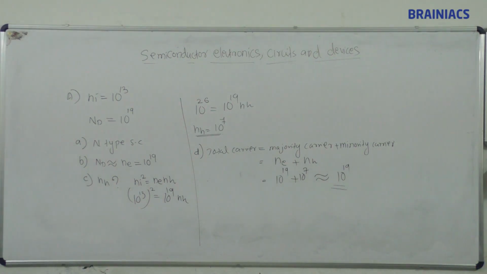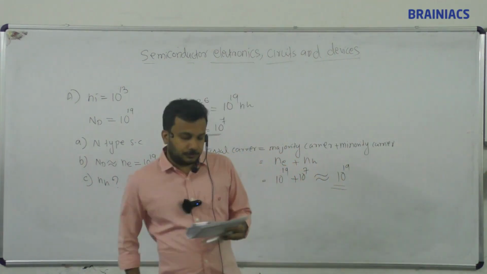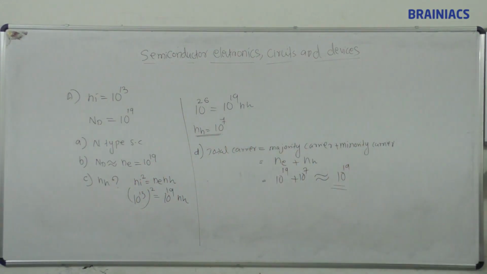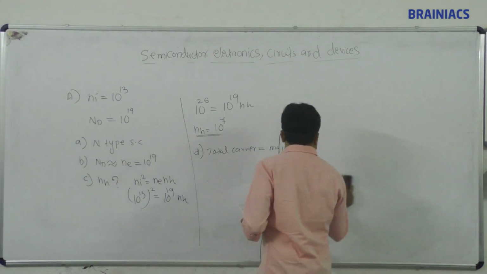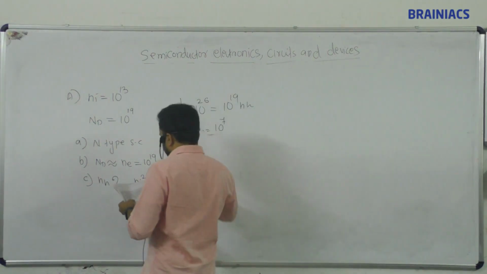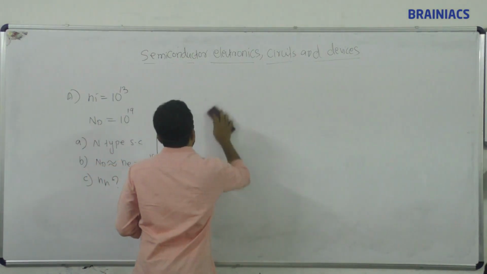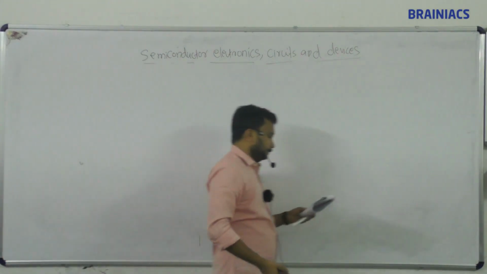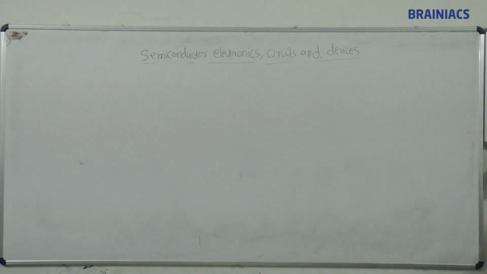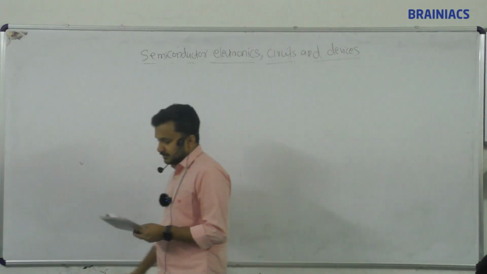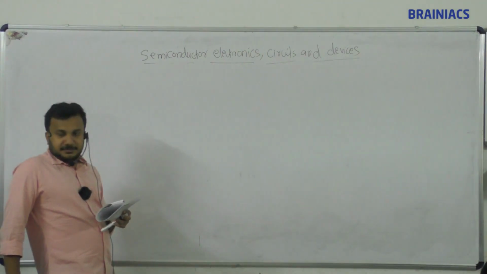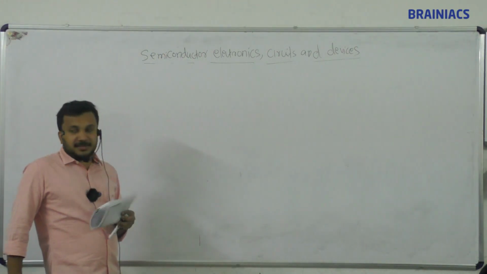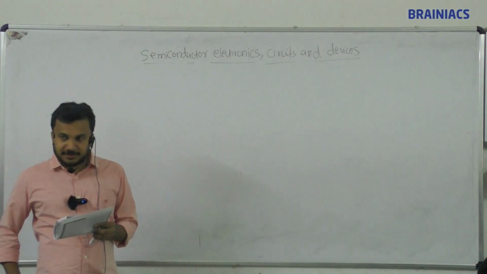Next question. In a germanium crystal, there are 6 into 10 power 21 atoms per centimeter cube, and the number of electrons at room temperature is 10 raised to 11 per centimeter cube.